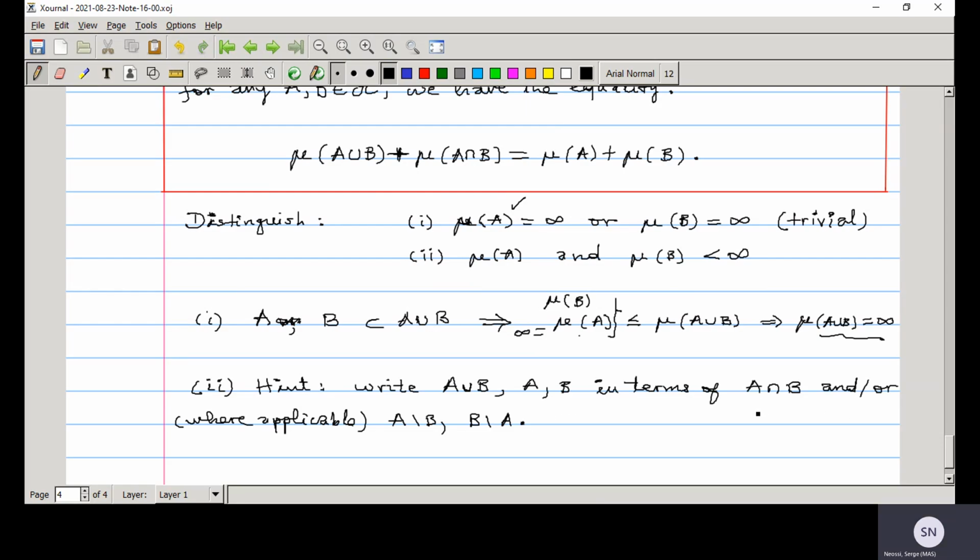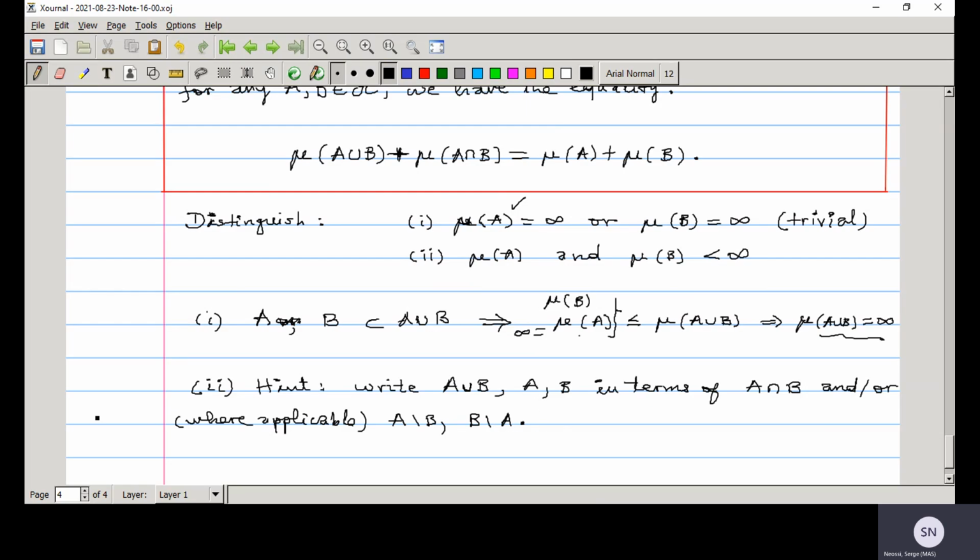So you need to write all of them in terms of the intersection, and also in terms of A minus B and B minus A. But you cannot write A in terms of B minus A, right? That's why I say where applicable. So I can only write A in terms of A minus B, because I cannot write it in terms of B. I cannot remove B from A and expect A to be equal to something.